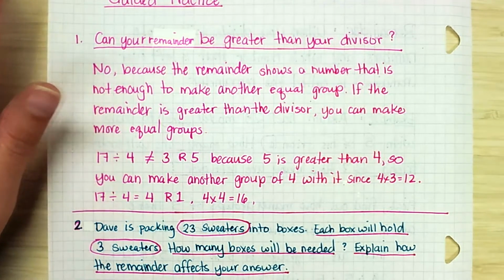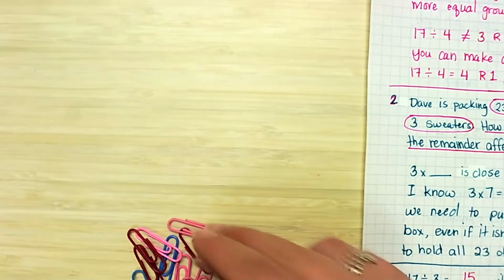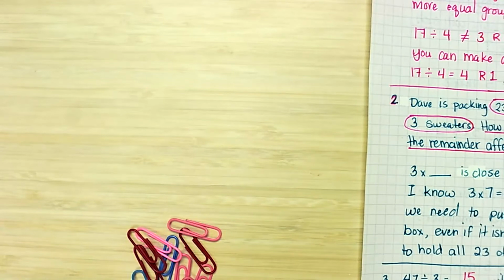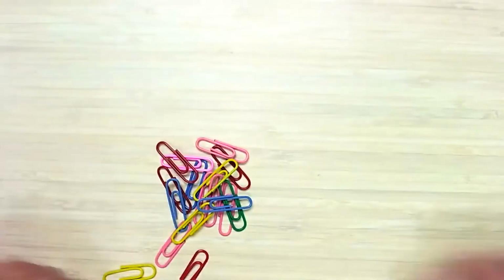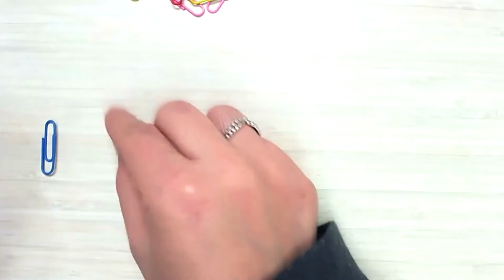So we can model this again with our paper clips. So this is 13, 14, 15, 16, 17. So if I have 17 paper clips and I want to split them into 4 equal groups, I'm going to start making my groups.